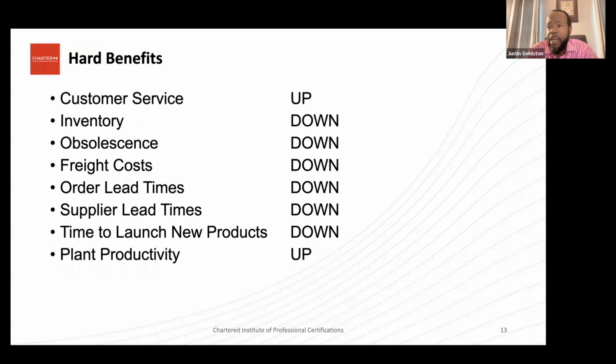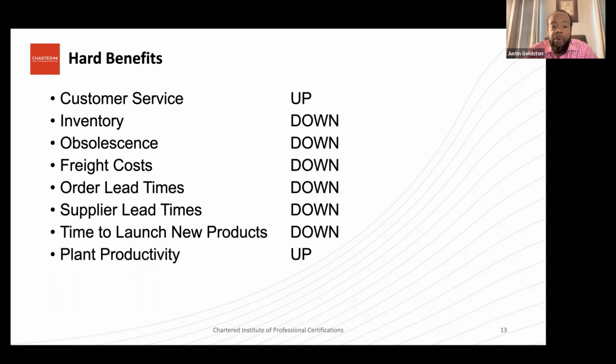Also, times to launch new products. If R&D is in those meetings, then they can work with production, they can work with finance to ensure that they have all the materials and the budgets they need in order to effectively develop those new products, those new prototypes, to get those out to the consumers, to get the consumer feedback, get a voice of the customer.